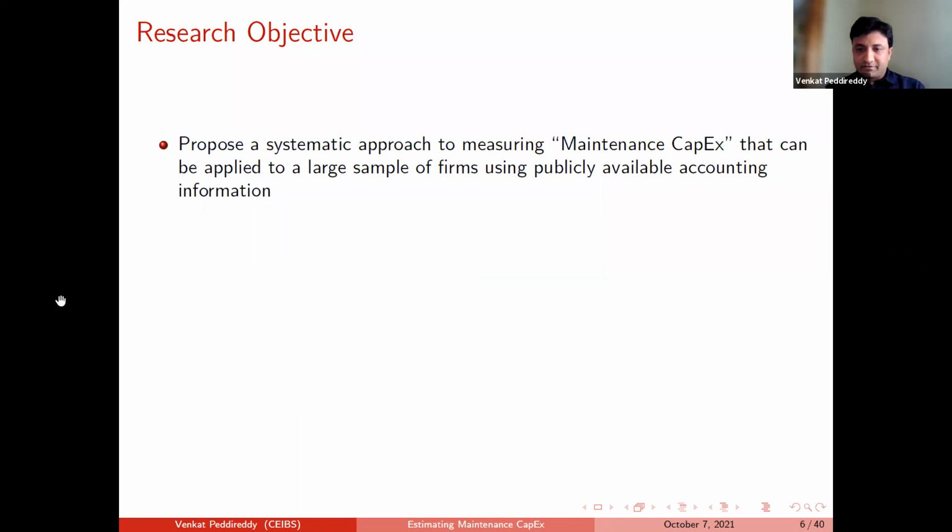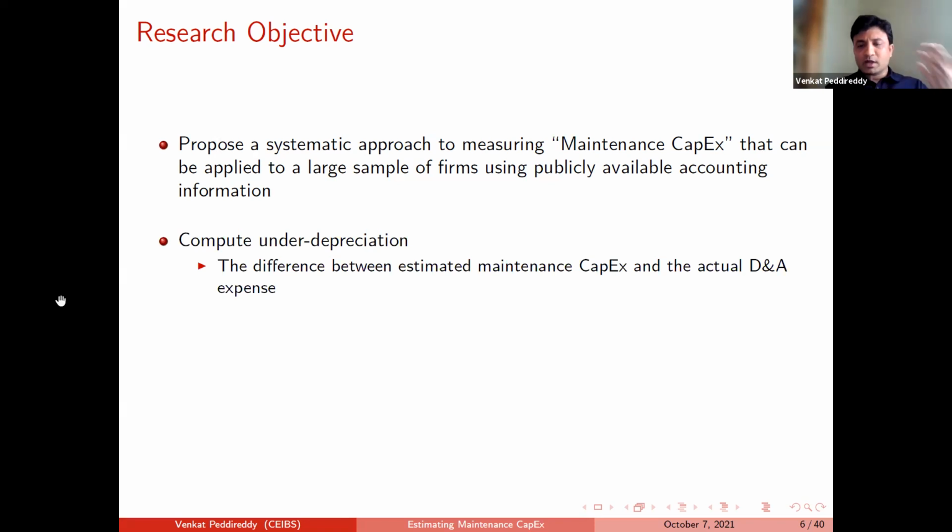So having known the effect that such an estimate can provide, my main objective of this paper is to provide a systematic approach to computing maintenance capex that can be applied to a large sample of firms. Unlike an analyst who can focus on each firm and each industry, if you were to apply it to a large sample of firms, it would become extremely difficult to do a firm-specific analysis, right? So that calls for a very parsimonious model to roughly estimate a maintenance capex, which may not be the perfect measure, but is still better than the D&A expense.